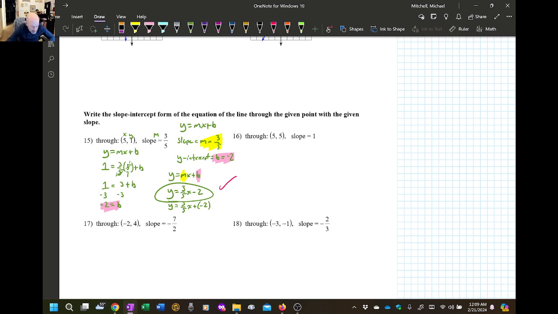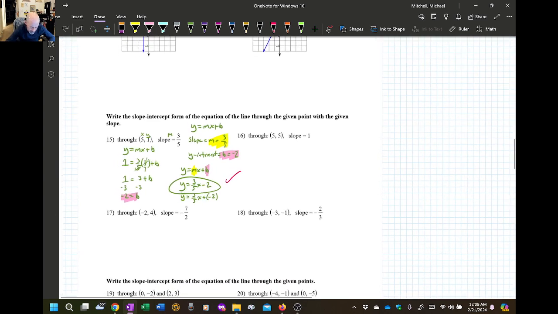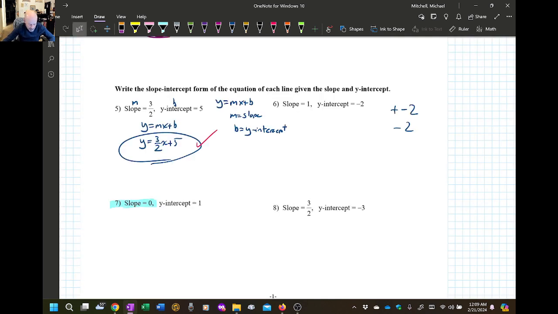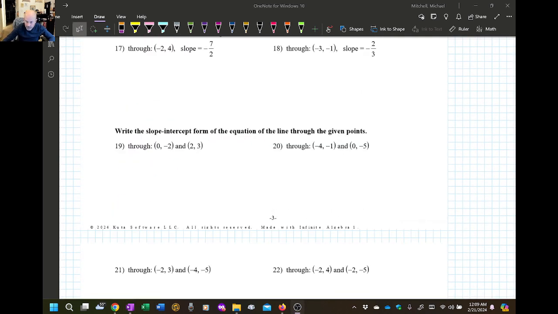Same thing going on in these other ones. Practice them on your own. Practice makes perfect. Keep giving it a shot. You can get it. Believe in yourselves. Where'd everything go? There it is.